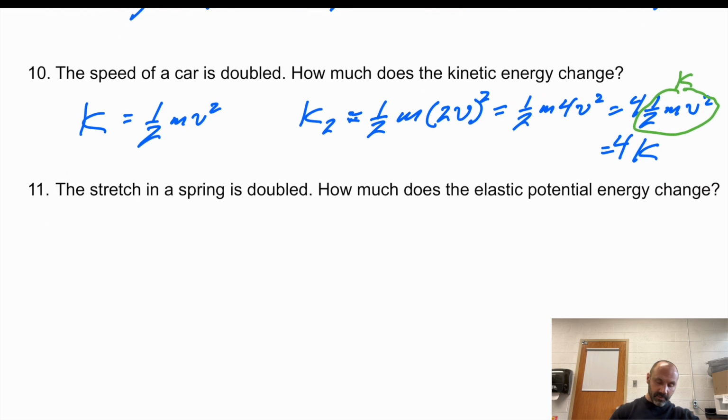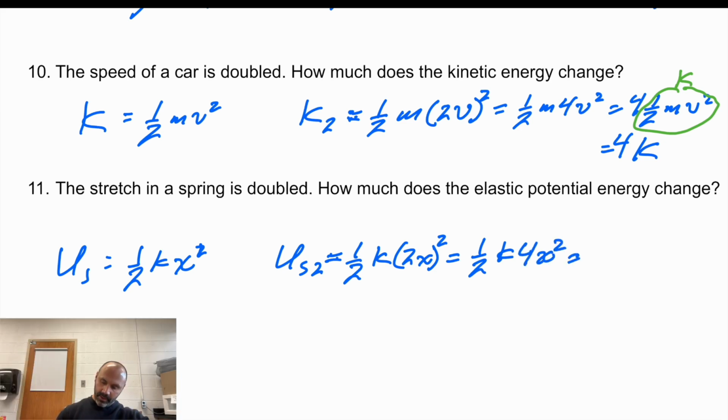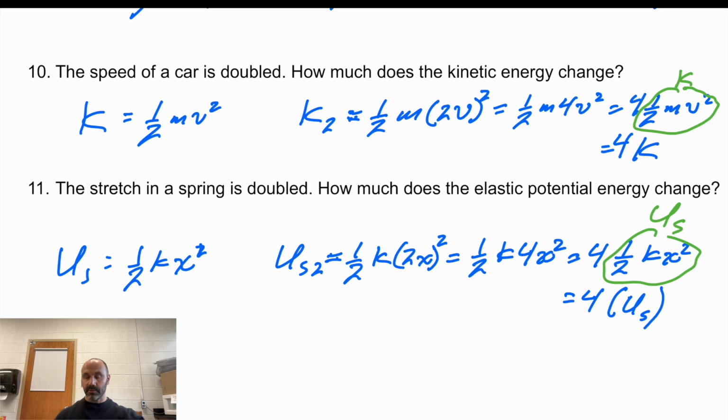And if I try the same thing with a spring, so US is 1/2 kx squared. This time the spring is stretched double, right? So if I double the spring stretch, does that double or quadruple the amount of energy there? So that's the original, x squared. So US2 is 1/2 k 2x squared. Okay, so this is 1/2 k 4x squared. Bring the 4 all the way out front. I get 4 times 1/2 kx squared, and this is my original US formula. So this is 4 times the original elastic potential energy. So by doubling the stretch, I quadruple the elastic potential energy.